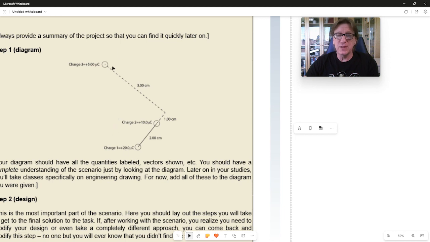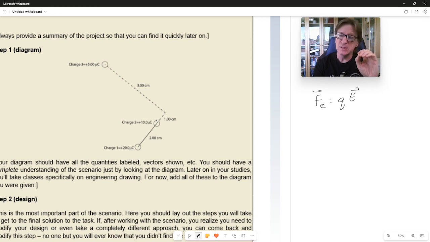If I know what the electric field is due to 1 and 2, remember that the force, the electric force, which is a vector, is just Q times the electric field. So visualizing what's happening here, this Q is our Q3. Therefore, the electric field should be the electric field of 1 plus the electric field due to 2.